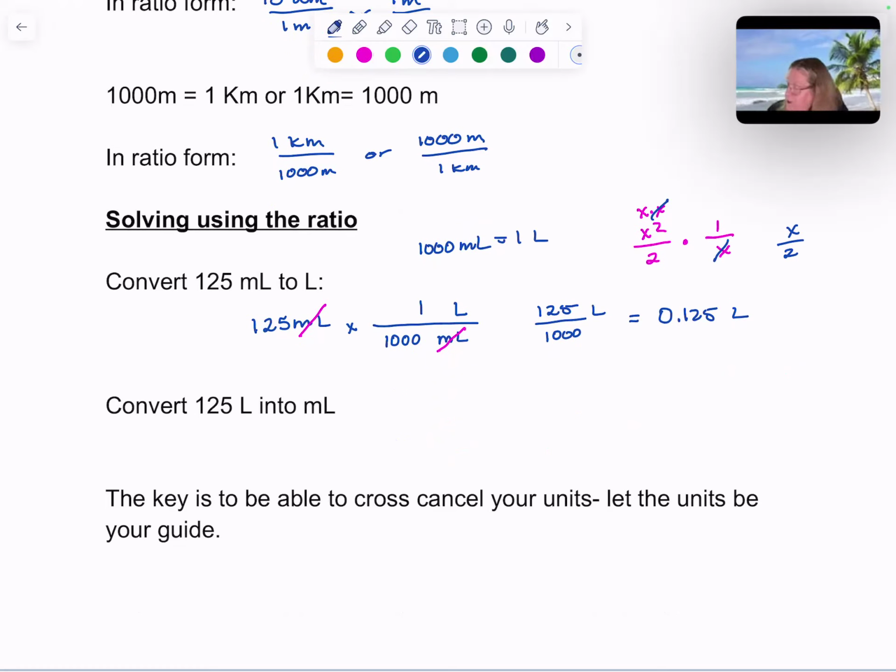Let's try converting 125 liters, our given. And now we want to convert it to milliliters. So now we're going to have that 1,000 milliliters on top. The 1 liter goes on the bottom. We'll cross cancel our liters. And we're going to get an answer of 125,000 milliliters. The key is to be able to cross cancel your units. If a unit is on top, we can cancel it with the same unit on the bottom. We can do that with zeros and other common numbers as well.